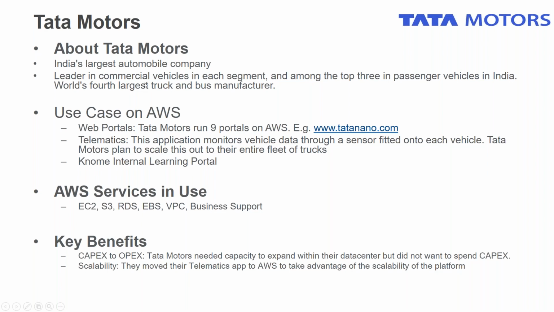Their vehicle tracker management application is running on AWS. They run multiple portals on AWS. The telematics application, with sensors fitted on each vehicle, is also running there. Their learning portal is running on AWS. There are multiple other applications that they've also deployed. Again, the idea is it increases the innovation quotient.